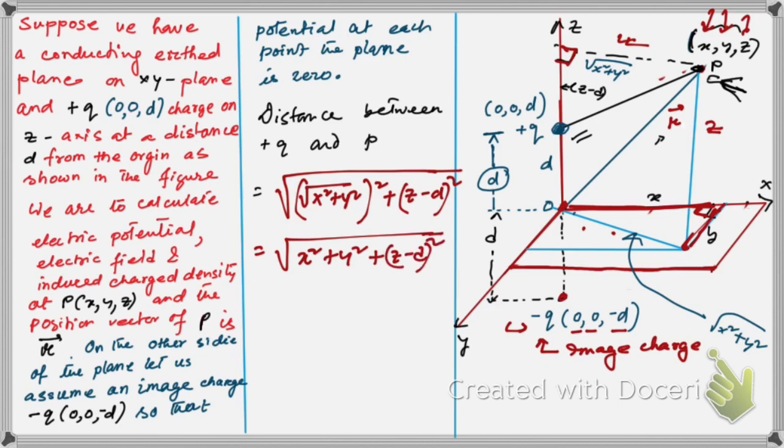So again, what will be the distance from this negative Q charge to point P? Let us find it. Let me take another color here. From this negative charge to point P, what will be this distance? Now you can see here, this distance is d, and this length is z.